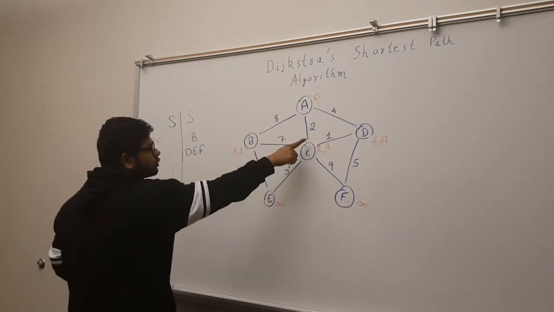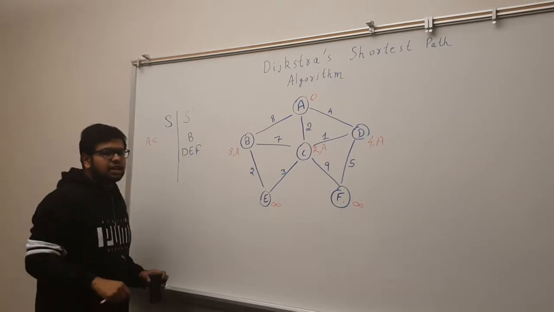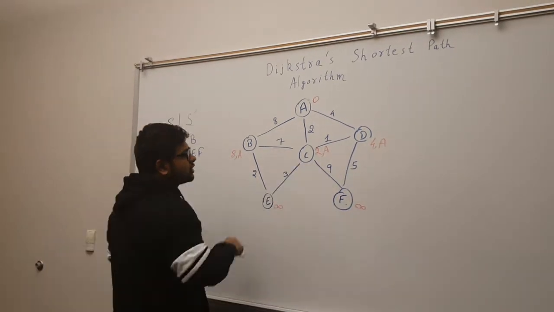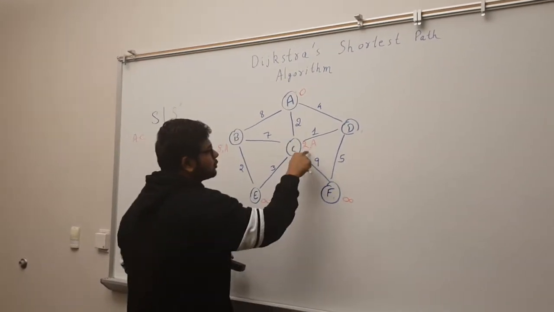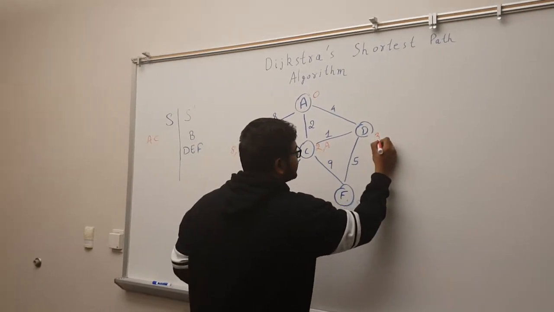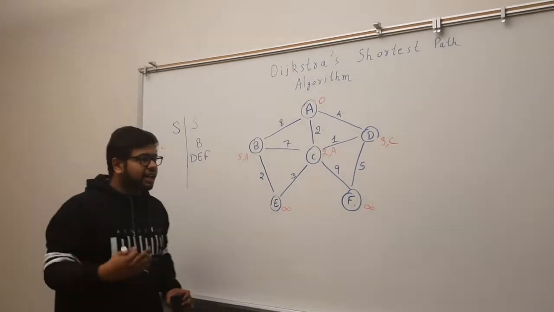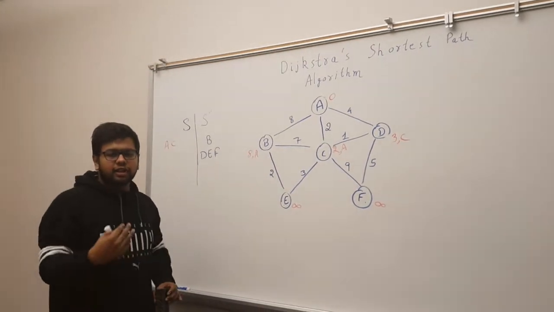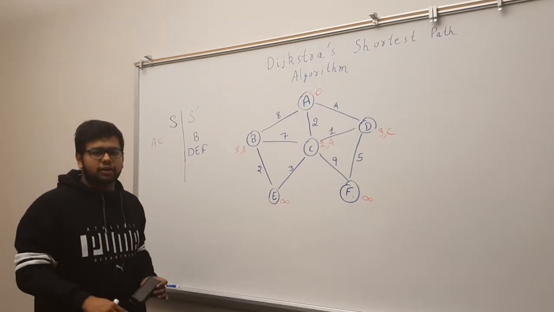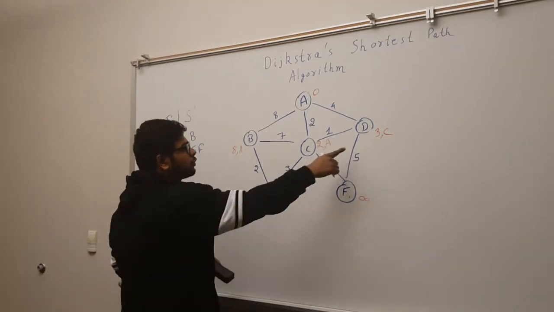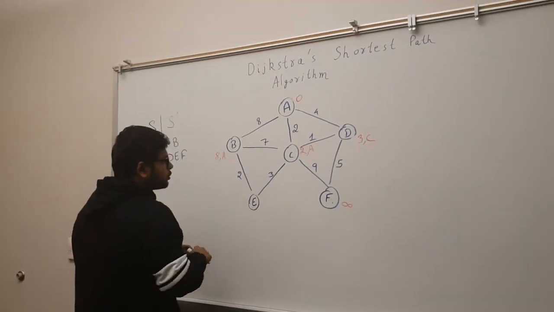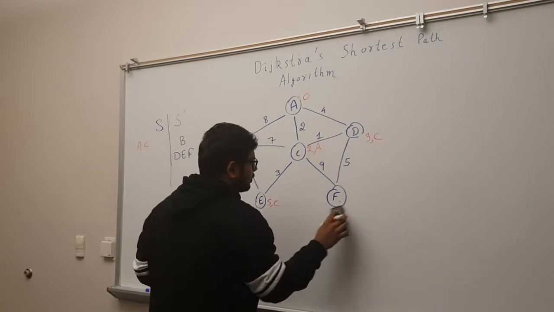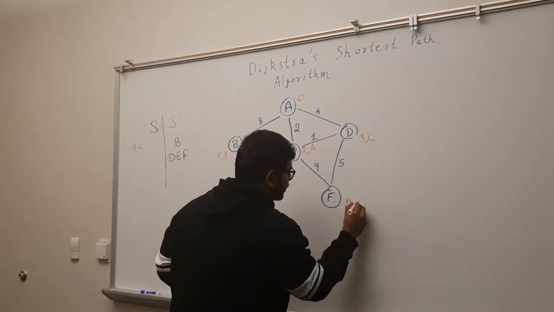Now consider B. Its new cost would be 2 plus 7, which is 9. The algorithm says that since the new cost is greater than the original cost, we don't need to update this. Now consider D. Its new cost would be 2 plus 1, which is less than 4. So we'll update this. See here that at each iteration the cost is being reduced to a lower number. This is what our greedy algorithm does. At each step it will try to find the lower bound to the cost. Okay, this is left. This would be 2 plus 3, 5. And 2 plus 9, 11. So we are done with all the neighbors of C.